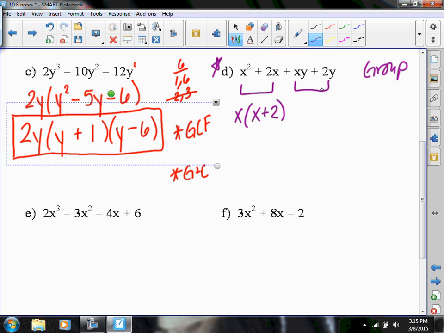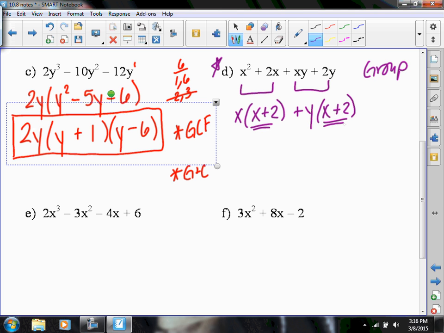And then if I look at my last 2 terms, they also have a GCF. They have a Y. So I'm going to take out that Y from both of them as well. And that also leaves me with an X plus 2. That's good. We want that stuff in parentheses to match. If that doesn't happen, then we either didn't factor right or we don't really have a grouping situation going on.